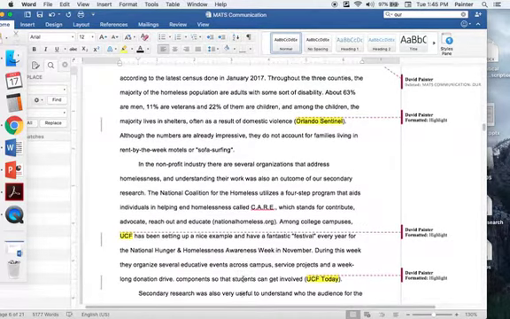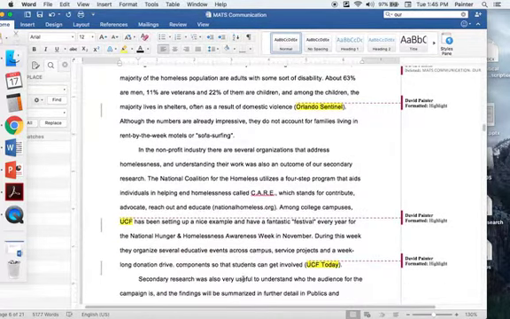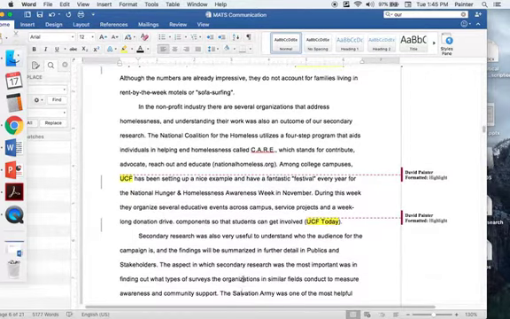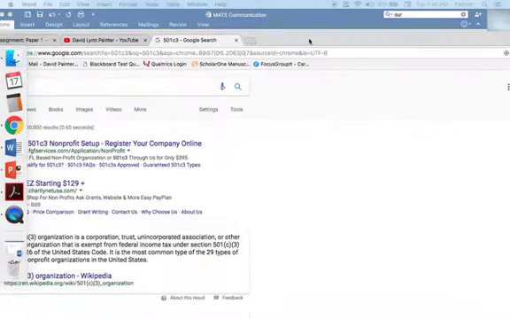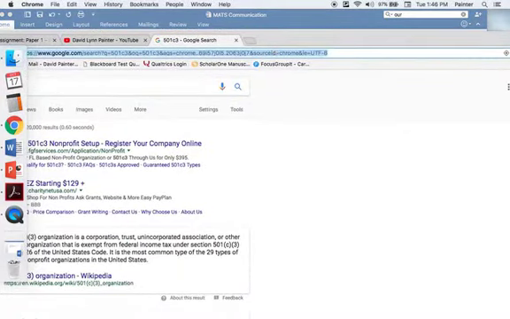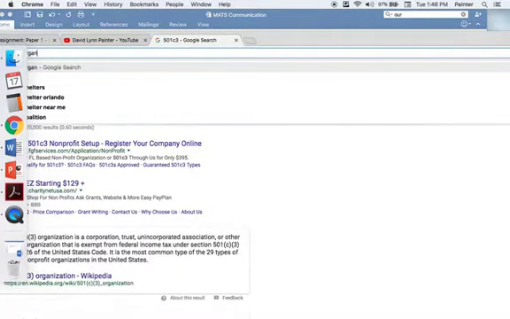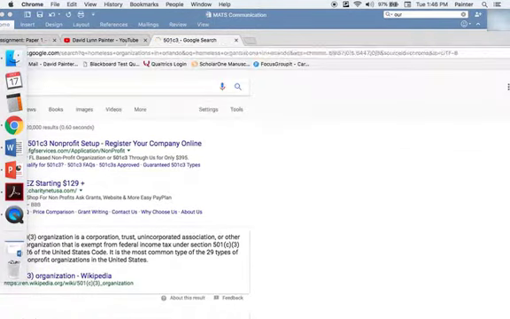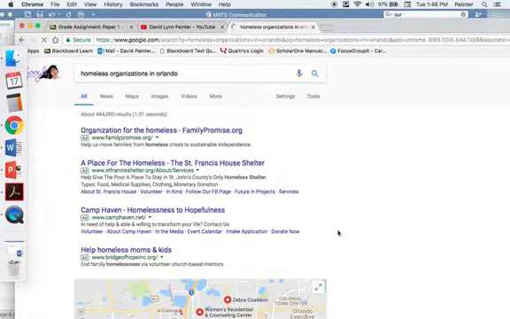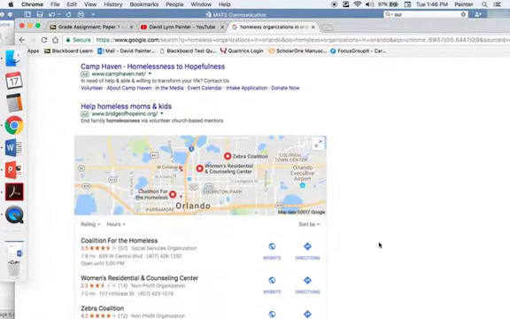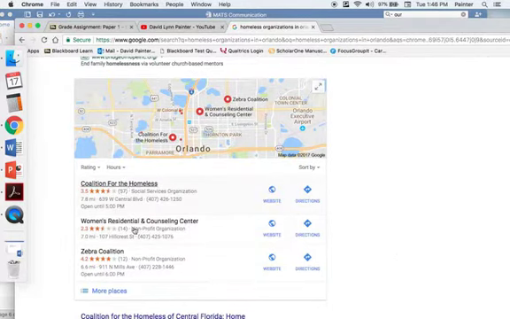And this is good. You looked at CARE, but what about the Coalition for the Homeless? The Coalition for the Homeless is probably the biggest local competitor for OURM, right? That's another local organization. So let's see organizations in Orlando. Who comes up first? So these are all sponsored. The Coalition for the Homeless.